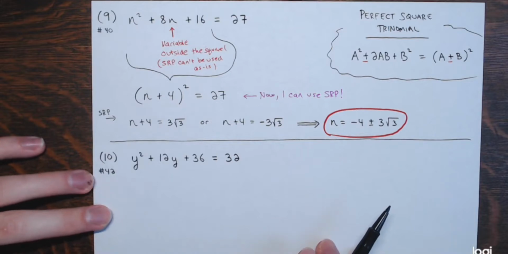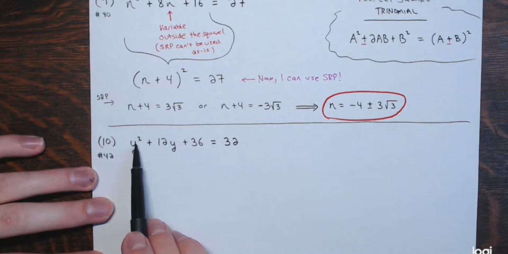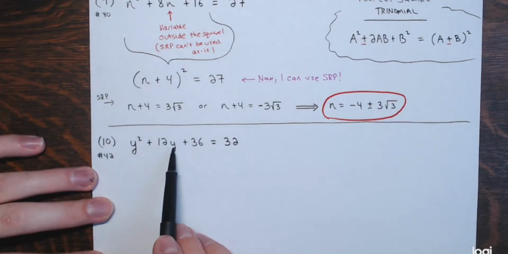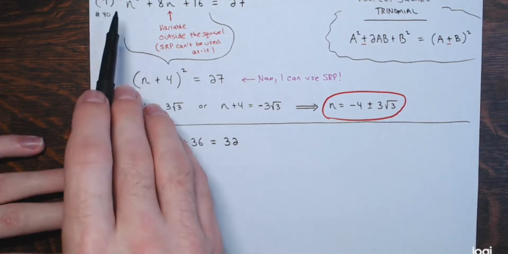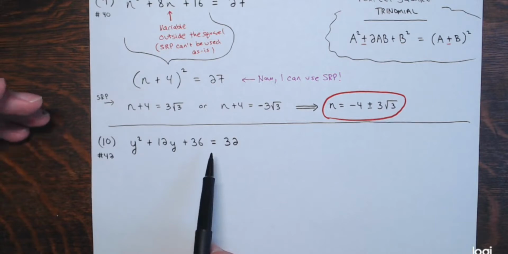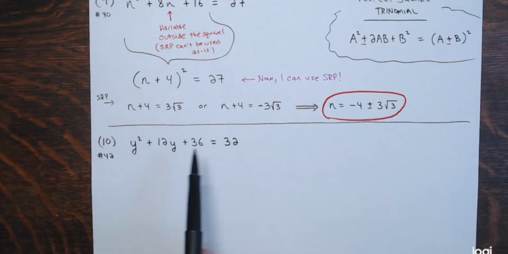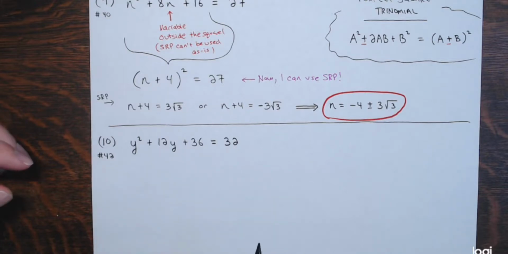Number 10, very similar. Y squared, there's a square there with a y in it, but there's also y outside that square. So like in number 9, I can't use the square root property on this equation the way it looks right now. If you solve for y squared and then tried the square root property, it would be really, really messy and bad.